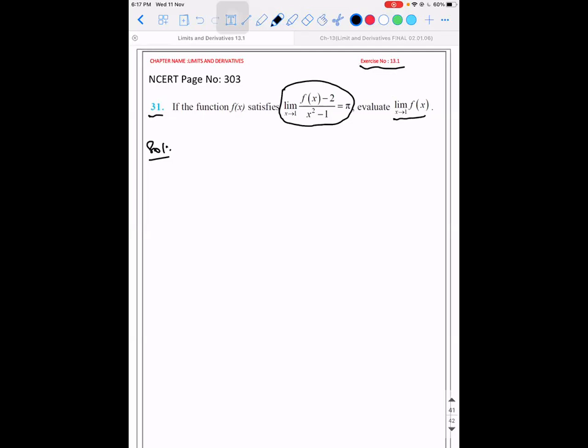So that means left limit equal to right limit equal to function value, sir. Yes, we need not do that. Actually, they directly told it satisfies this condition. Then how do we proceed? So we are expected to calculate what? The limit of the function at x is equal to 1.